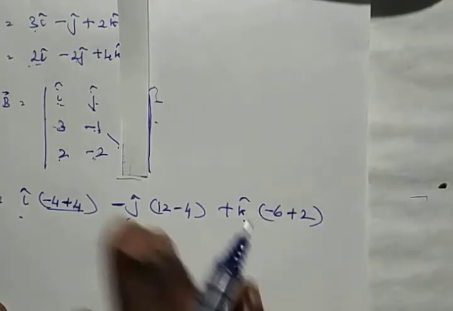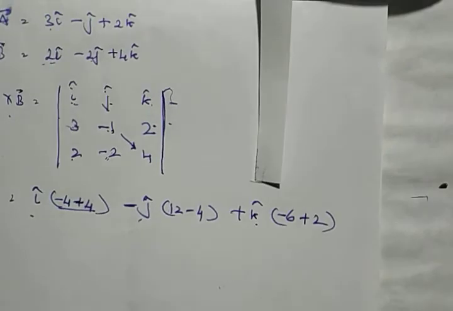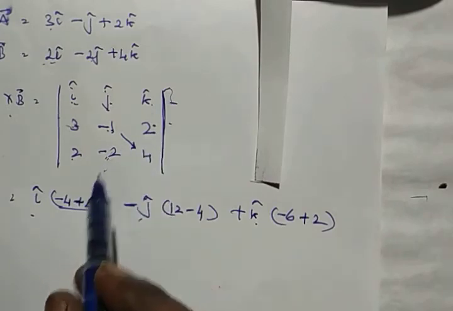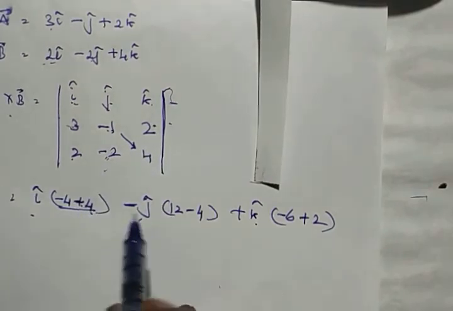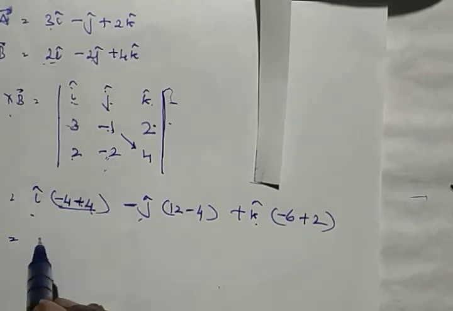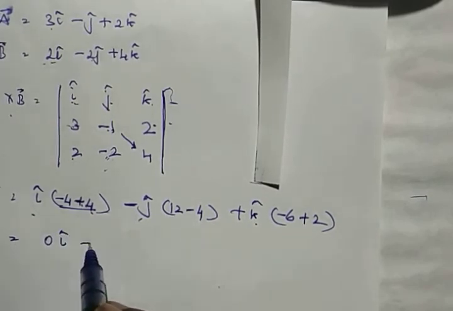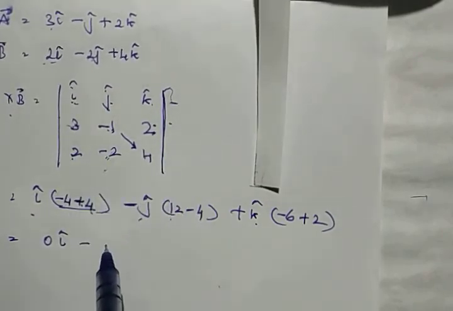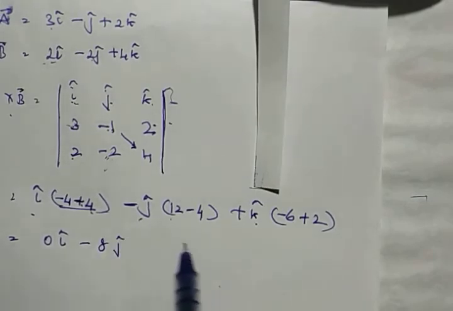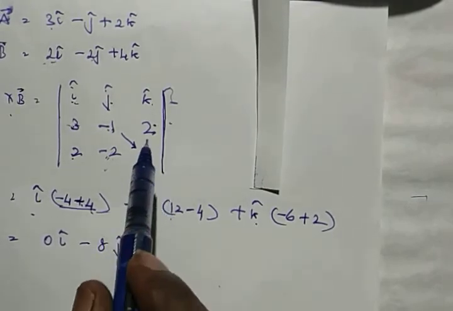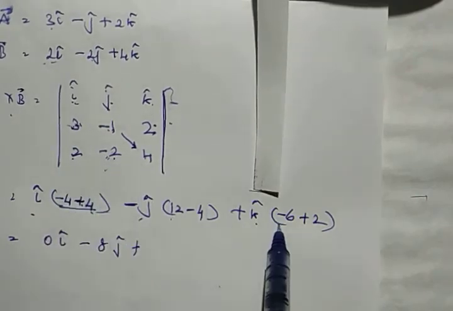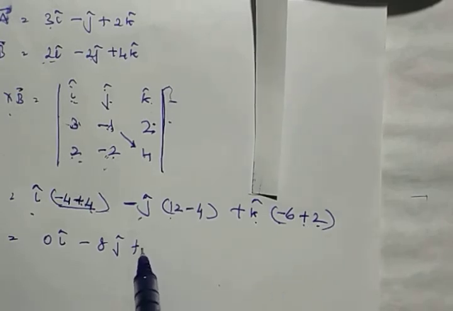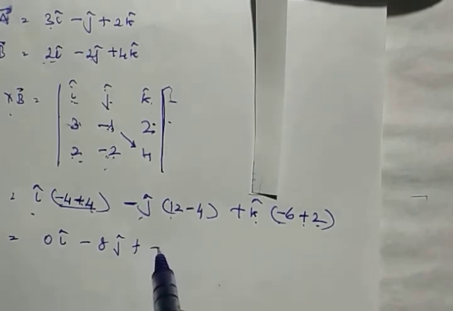So now let us quickly see whether we have done everything correctly. Here it becomes minus 4, and this one is also minus 4, but since the minus is already there, it will become 4. This 4 will get cancelled, so it will become 0 I cap. Minus, here this 12 and this 4, so it becomes minus 8 j cap. Plus, now here this 2 and minus 6, and this 2, it will become 2 minus 2, and then minus and minus will become plus, so it becomes minus 4 k cap.